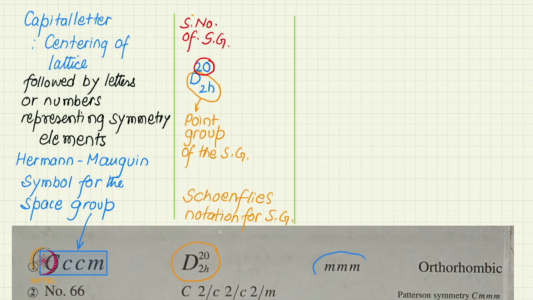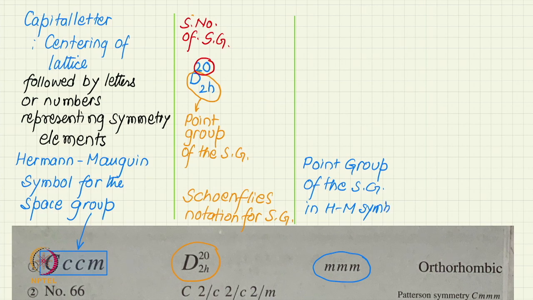Then we come to this third symbol MMM. This gives the point group of the space group in the Hermann-Mauguin notation. So, MMM is the point group of this particular space group.